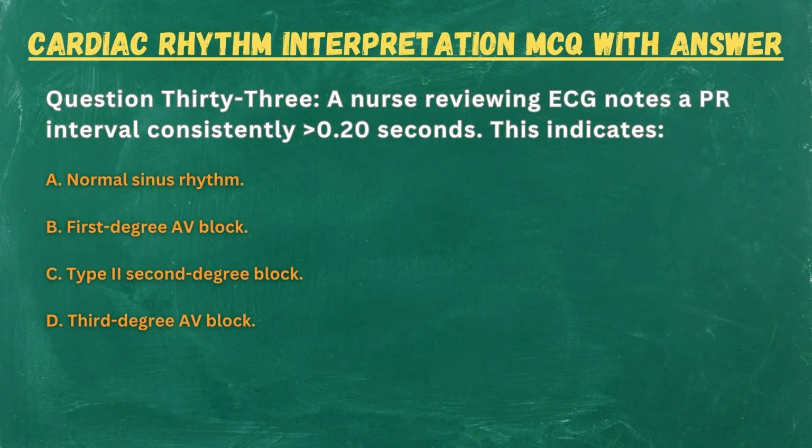Question 33. A nurse reviewing an ECG notes a PR interval consistently greater than 0.20 seconds. This indicates A. Normal sinus rhythm. B. First-degree AV block. C. Type 2 second-degree block. D. Third-degree AV block. Answer: B. First-degree AV block.